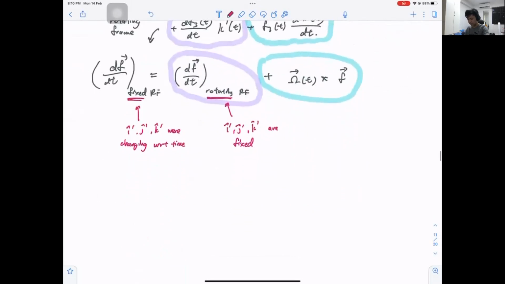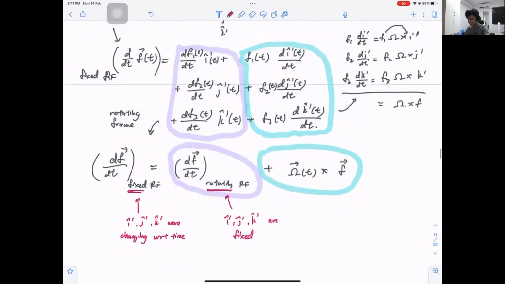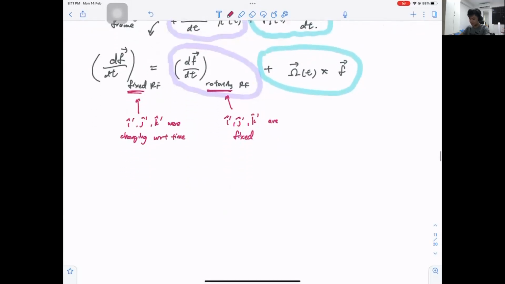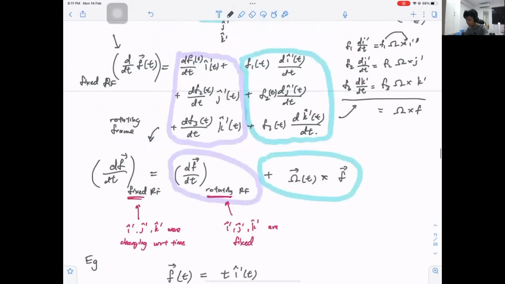So that's the key difference over here, right? And that's why, going from the fixed frame to the rotating frame, you pick up this additional term over here. So perhaps this equation might seem a little bit daunting. So let's go through an example. Let's say our vector f of t was simply t i hat prime, right? t i hat prime, it depends on time.